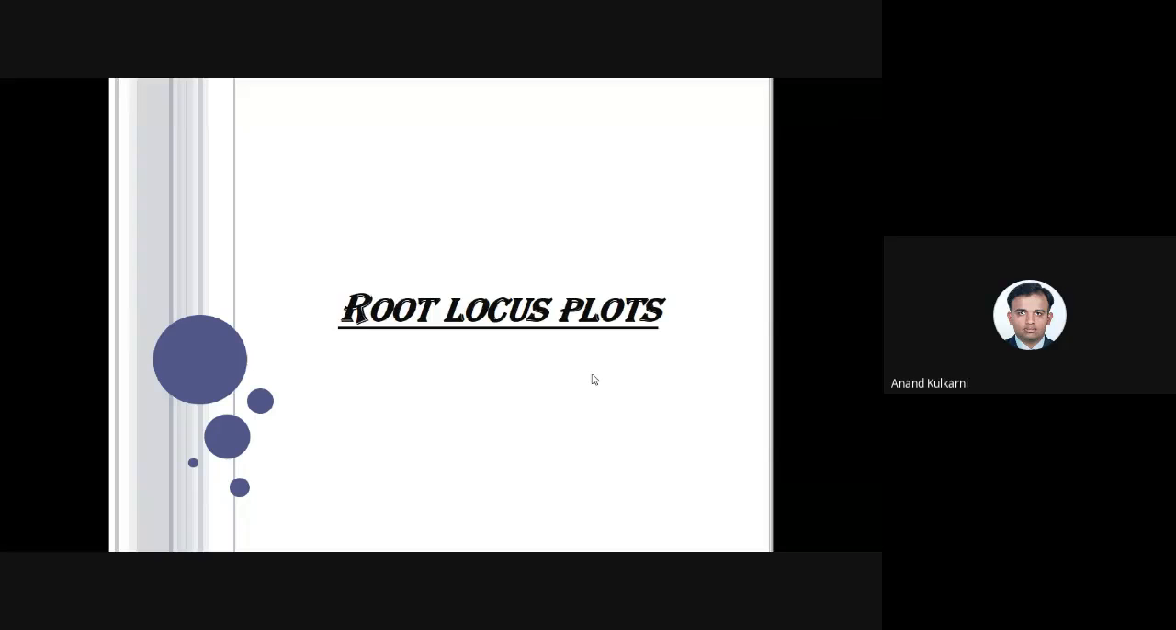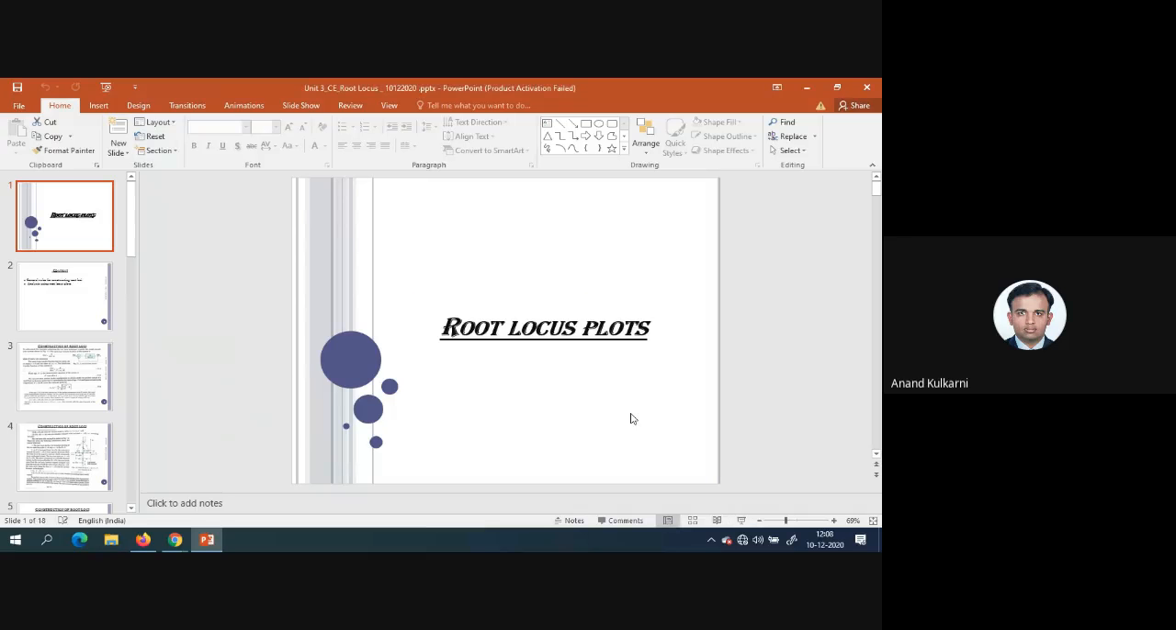The root locus plot is plotted on the real and imaginary plane, or the s-plane, that is the sigma and j omega axes, to see the movement of the roots if a particular parameter is changed. That parameter here is generally associated with the gain of the system, K. If the gain of the system is changed, how the performance of the system changes, this analysis you will come to know.